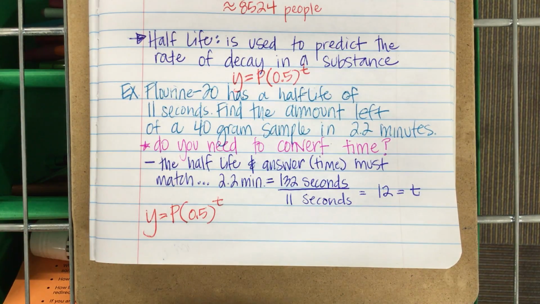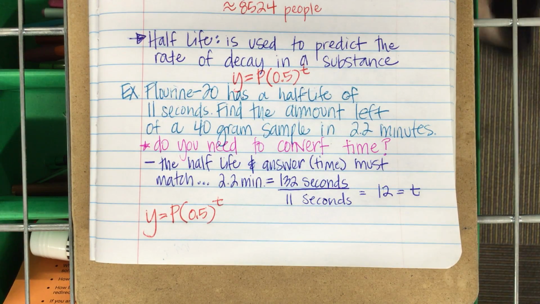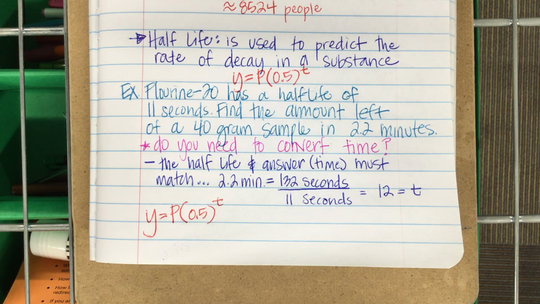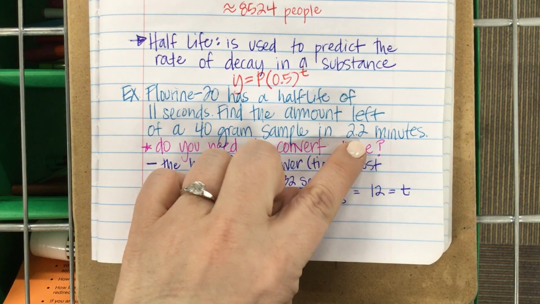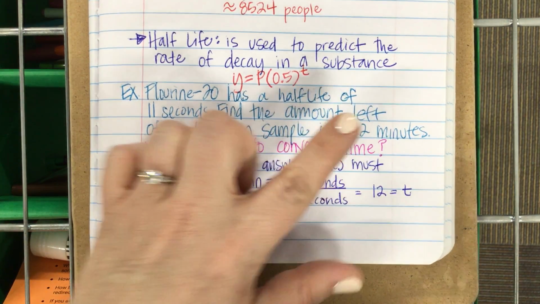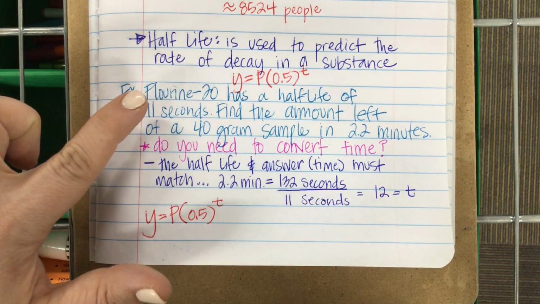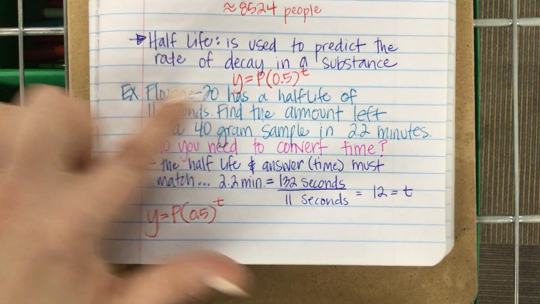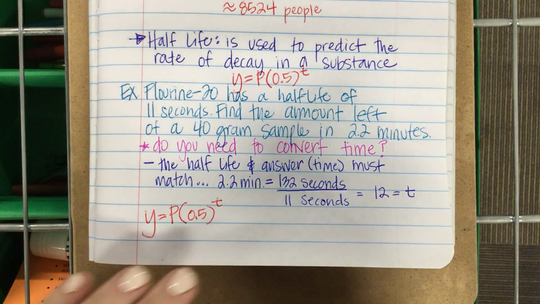What does P stand for? Principal. Where did the 0.5 come from? Half. And where did the T come from? What does that mean? Time. Now again, you have to be really careful. We don't put 2.2 in for time. We have to figure out how many half-lives I am trying to find. There are 12 half-life cycles because each is 11 seconds. My total is 2.2 minutes, which is really 132 seconds divided by 11 because that's one cycle. There are 12 cycles in it.